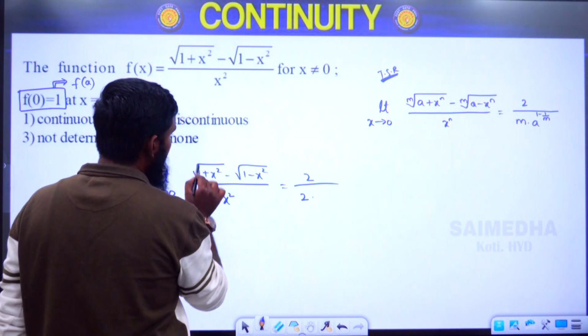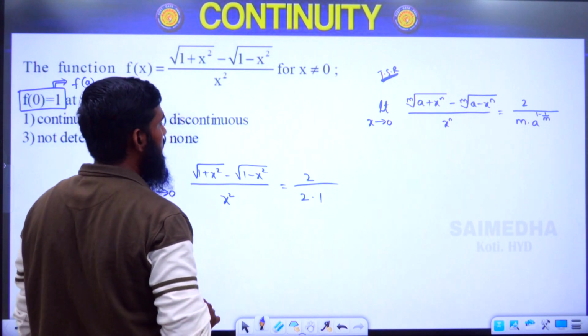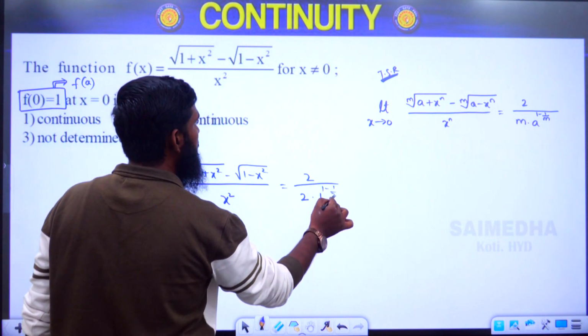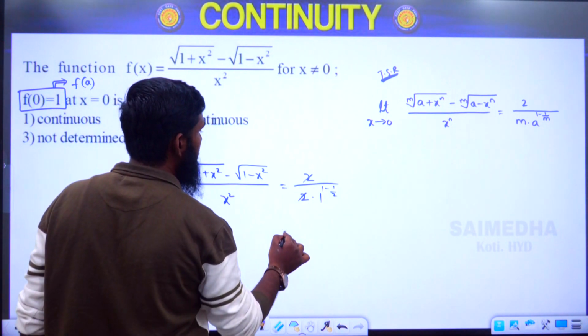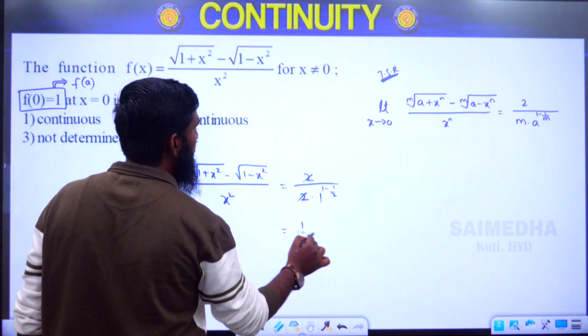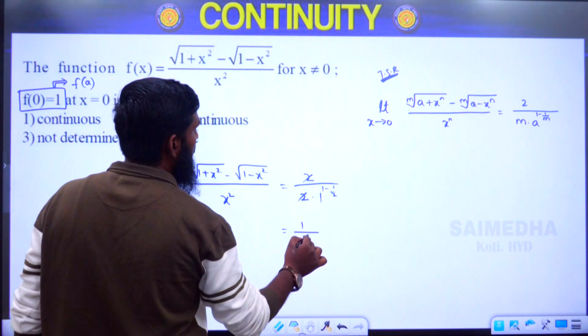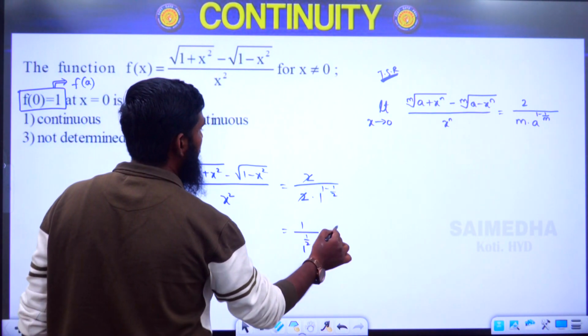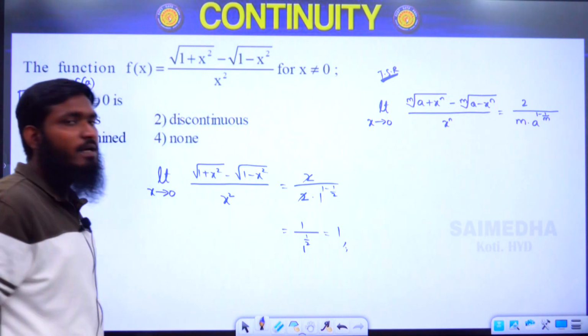Into a, what is the a value? The a value is equal to 1. Then a power 1 minus 1 by m means 2 into a power 1 minus 1 by 2. So the 2 gets cancelled, and it is 1 divided by 1 power 1 by 2. 1 power 1 by 2 means 1 only, so 1 by 1 is equal to 1. So what limit value are we getting?